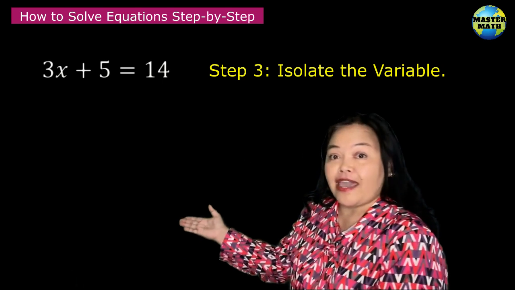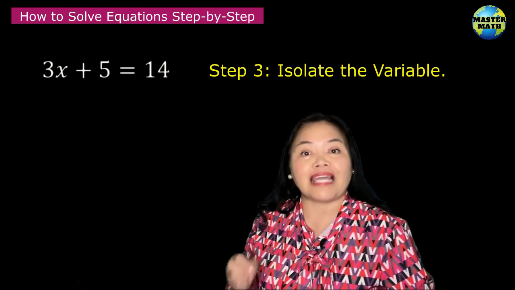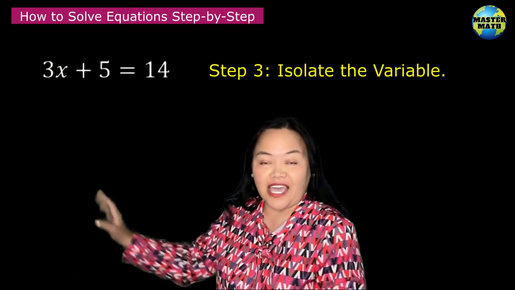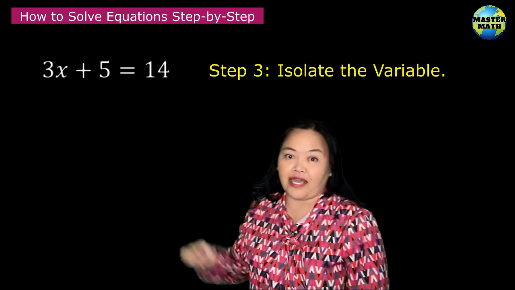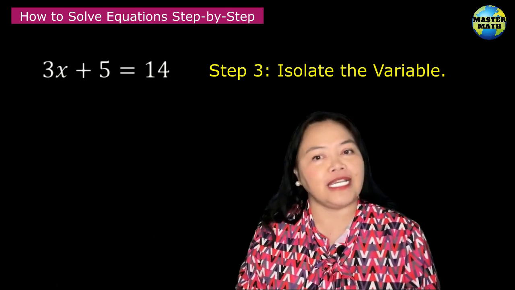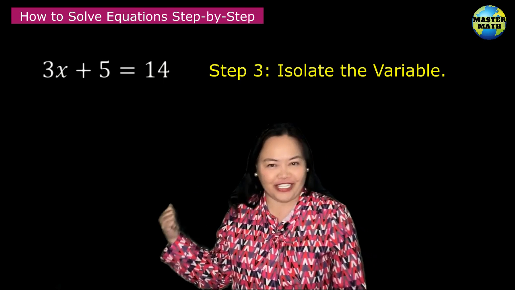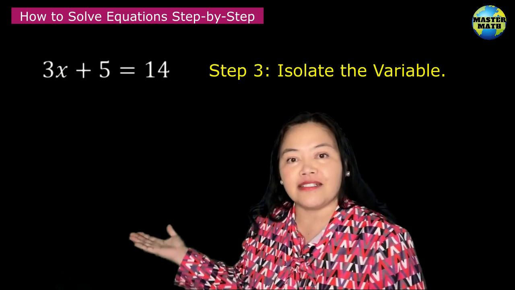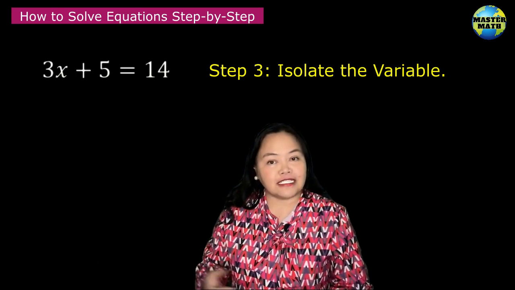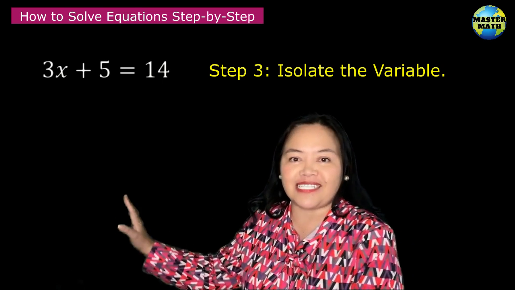To solve for x, we need to eliminate everything around it so that x is alone on one side of the equation. Right now, the equation is 3x plus 5 is equal to 14. We need to undo the plus 5 first. Since 5 is added to 3x, we do the opposite operation, subtracting 5 from both sides.